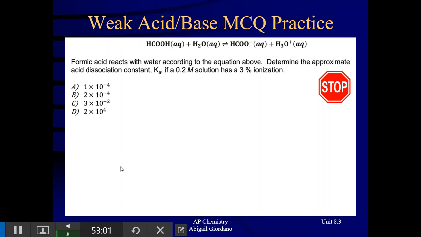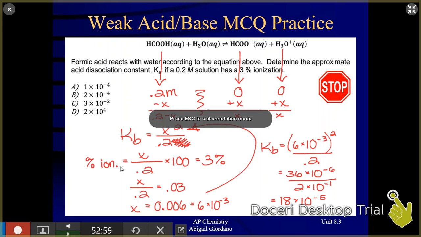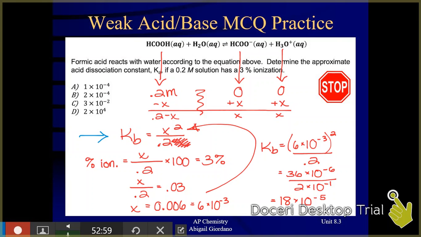Okay, this one, the math was a little bit gnarlier than the previous question, but this is something that could come up on the AP exam. So let me put up what I have. There's a lot to see on the screen here. So I set up my ice table, and I set up my Kb expression right there. Please notice I got rid of that minus x because I'm in a multiple choice situation, so I know that is permitted.